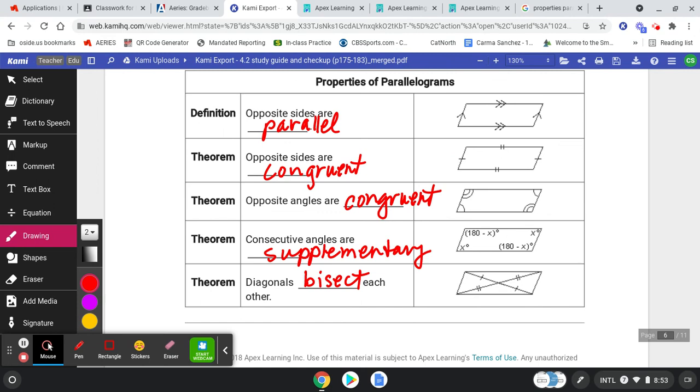Pause the video right here on this screen so you can write down that definition, write down those 4 properties, and draw an image of each for yourself. And that's the end of our study guide. How'd you do? How much of this was stuff that you remembered?